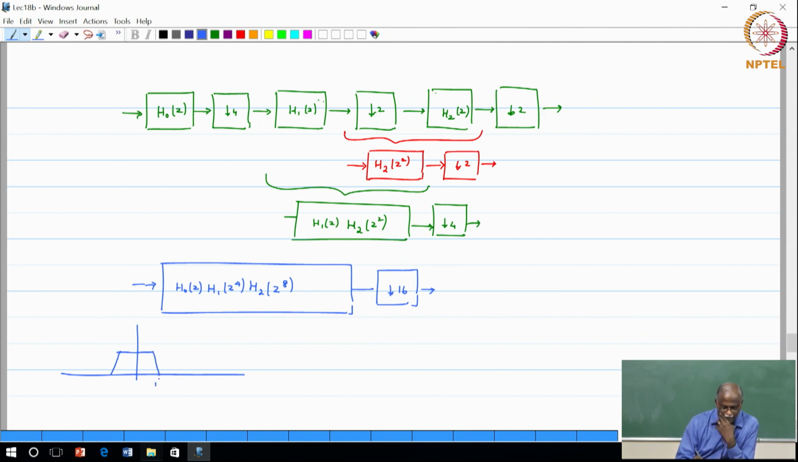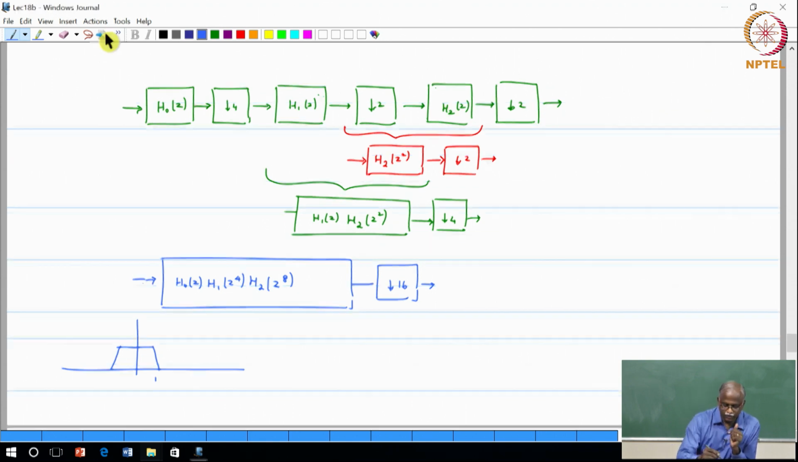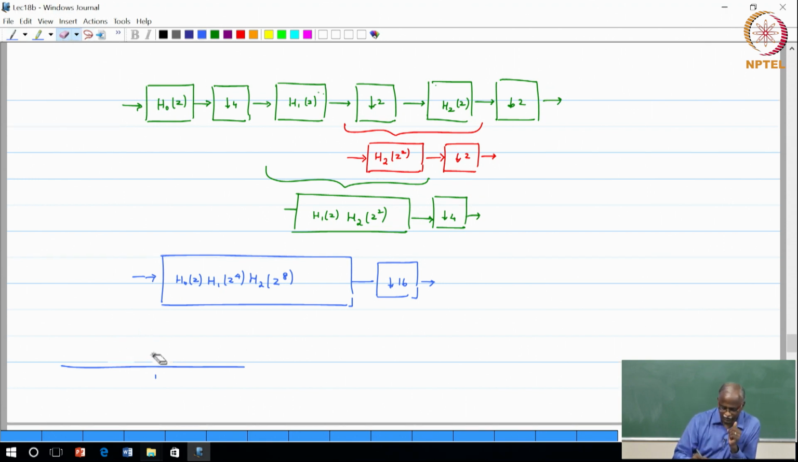Something which is anything raised to the power 8. So, let me just not make it look like a filter. Anything which is Z power 8, if this was the input spectrum originally and then you had Z power 8, that means interpolation by a factor of 8, you will have 7 replicas of the spectrum. Am I correct? 7 replicas of the spectrum.